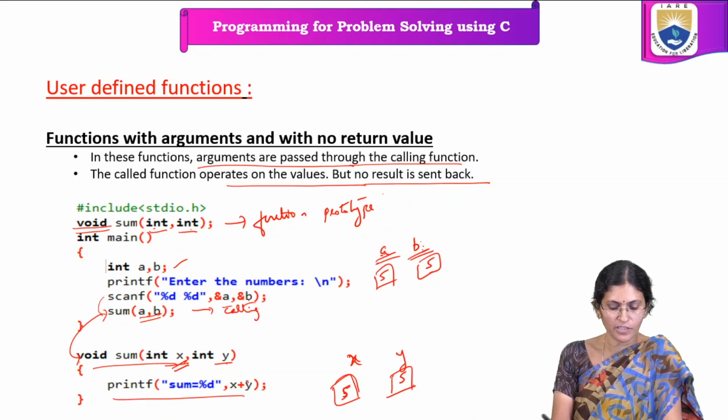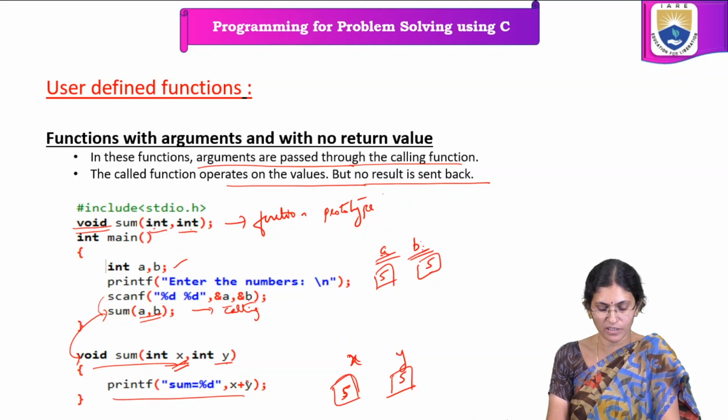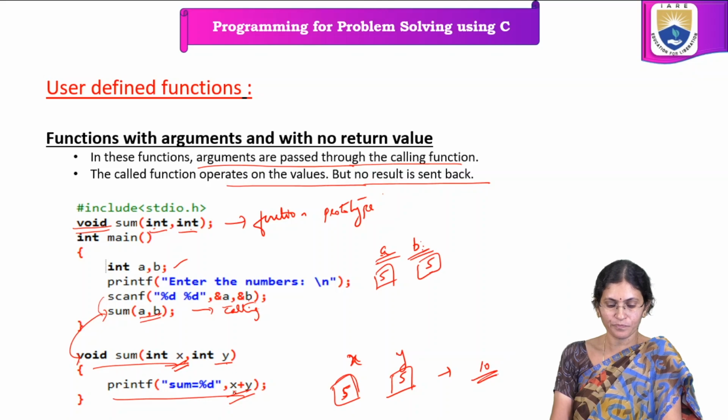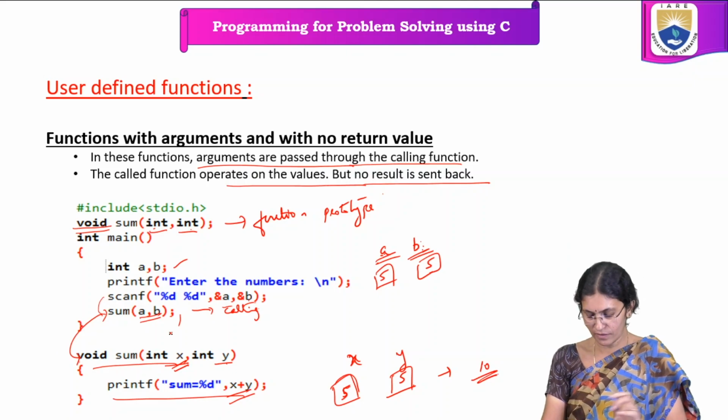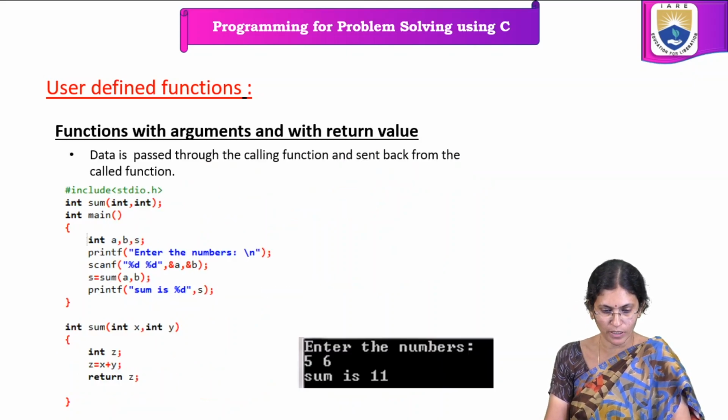Here in the printf statement, there is only one statement which is executed. The addition of x and y is printed, and the output of this is 10. So 10 is the output here. Then after this, control is transferred back. There is nothing to be printed, so that will be the end of the program.